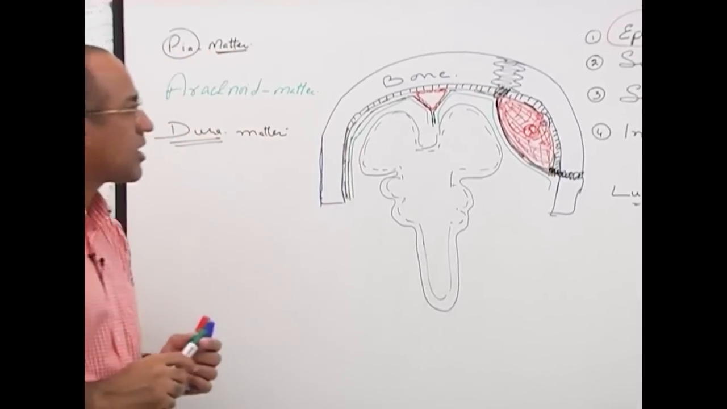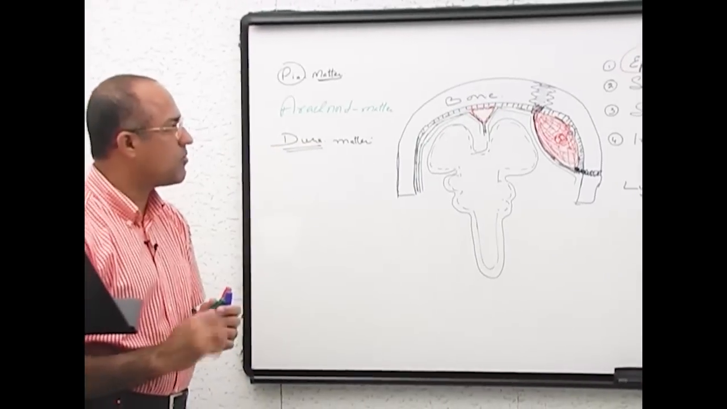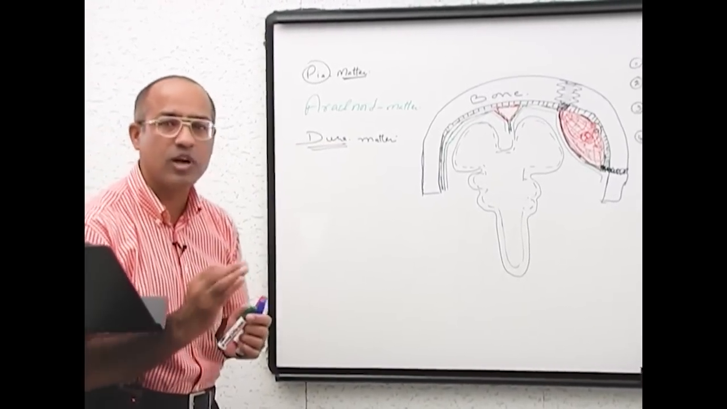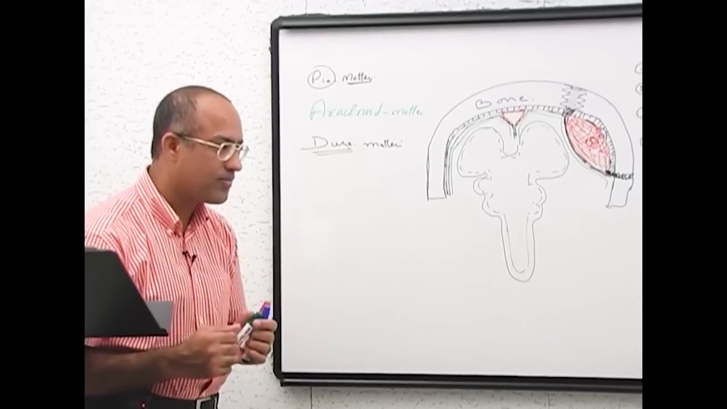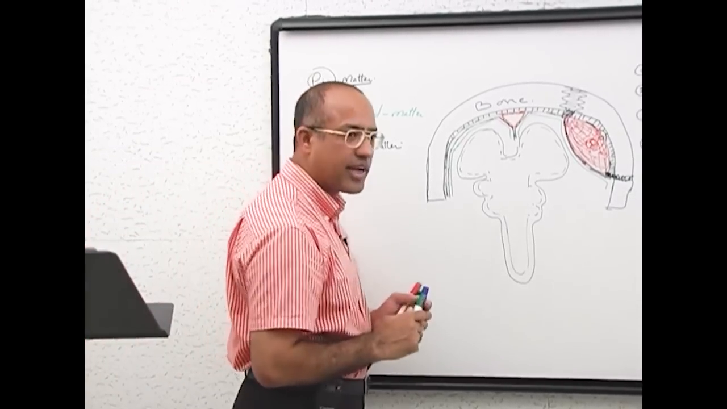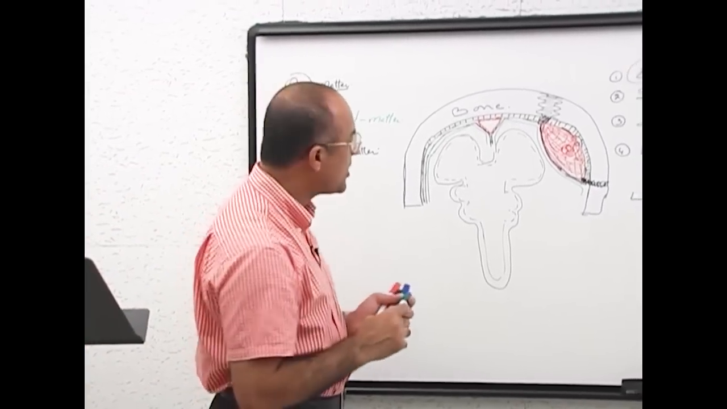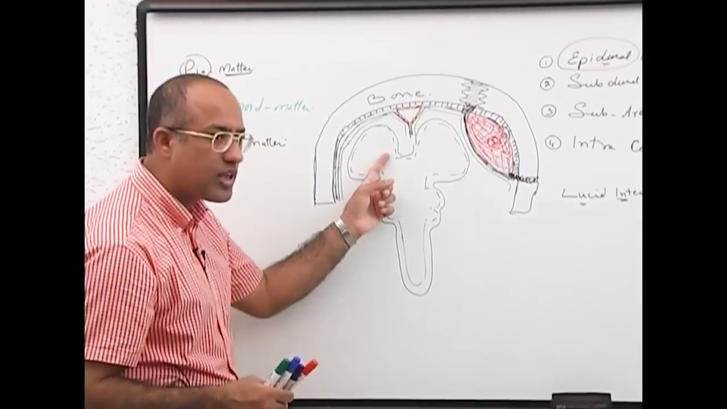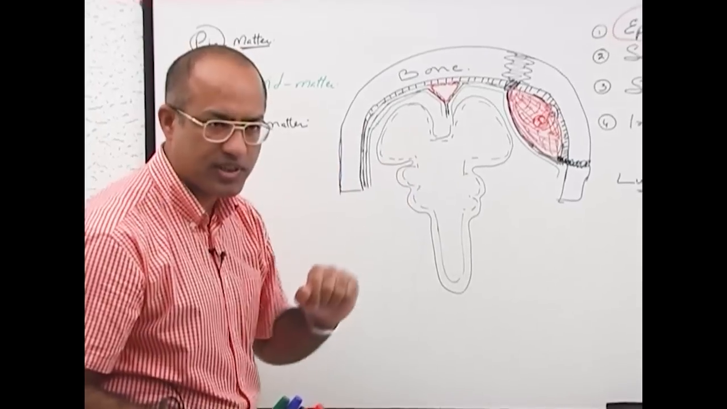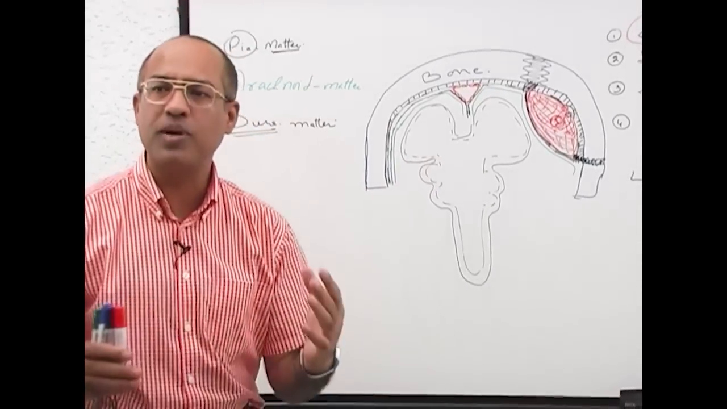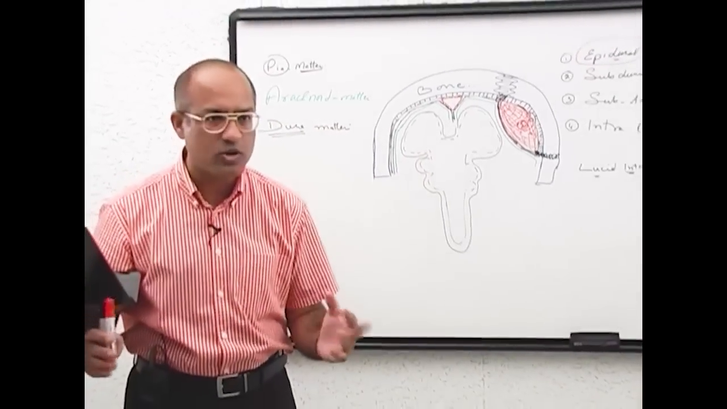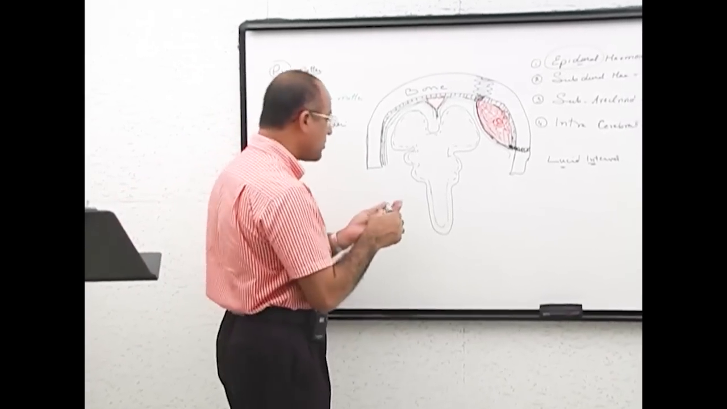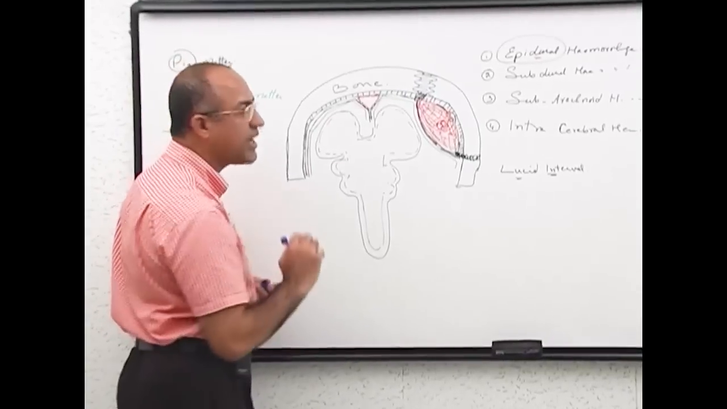Now, you have to develop a very clear concept. What is the cause of hemorrhage in the subdural area? For that, you have to understand the anatomy of certain vessels. There are veins which drain the blood from the cerebral hemisphere. Those veins as a group are called cerebral veins. Now where do the cerebral veins drain?